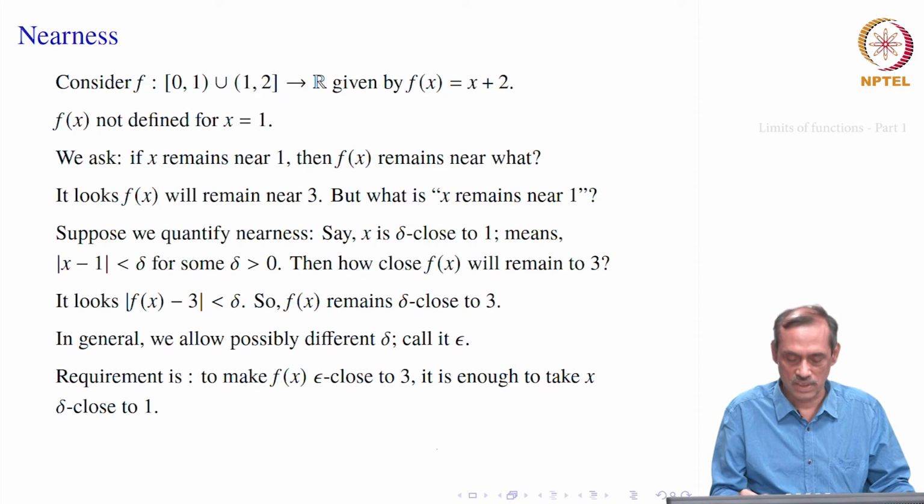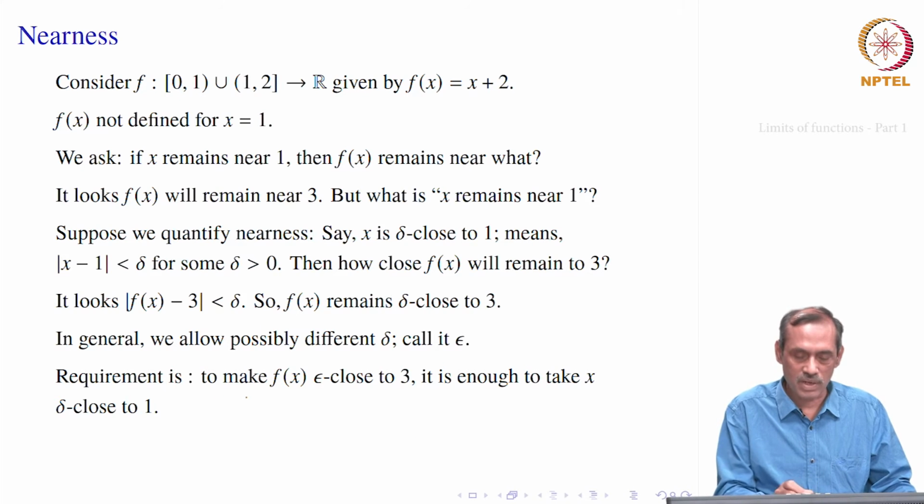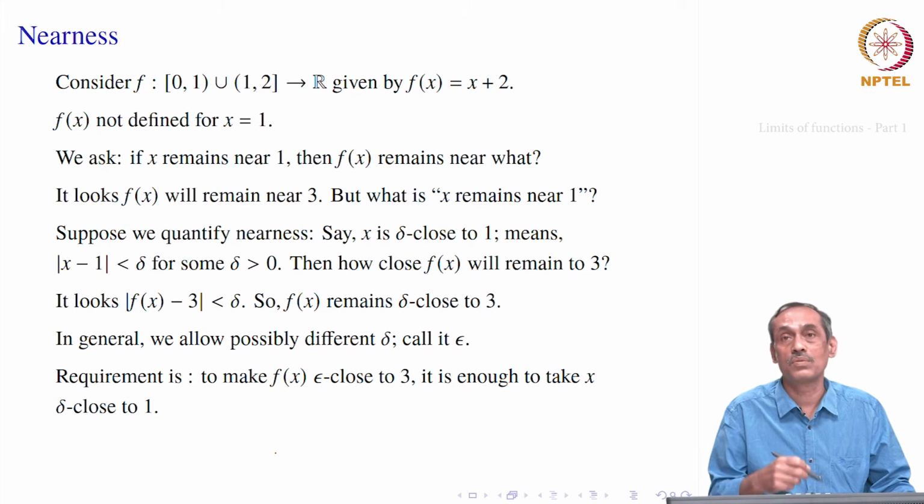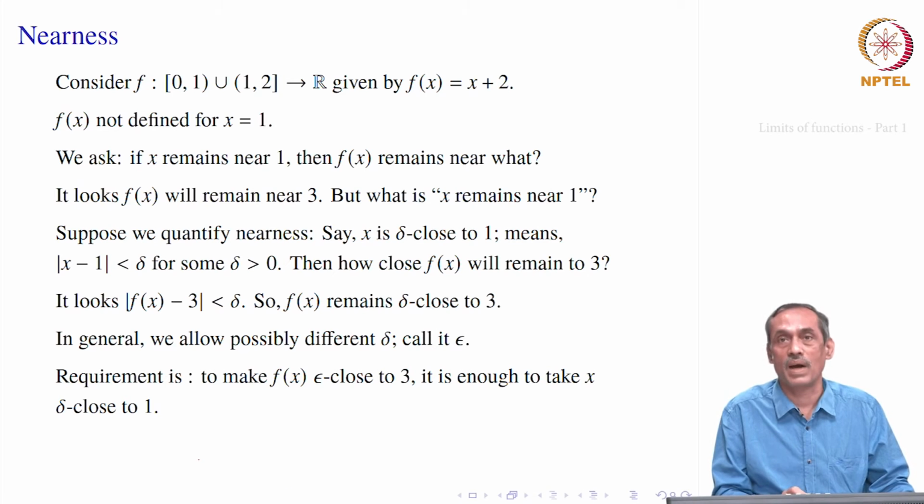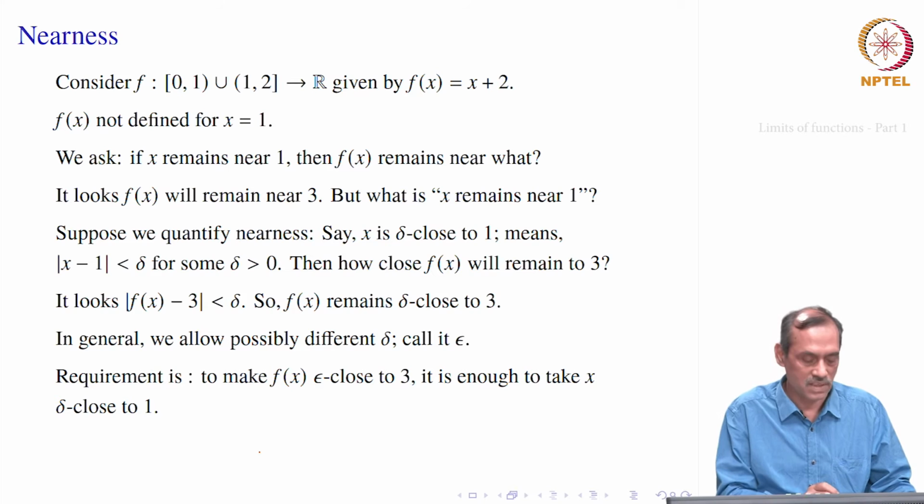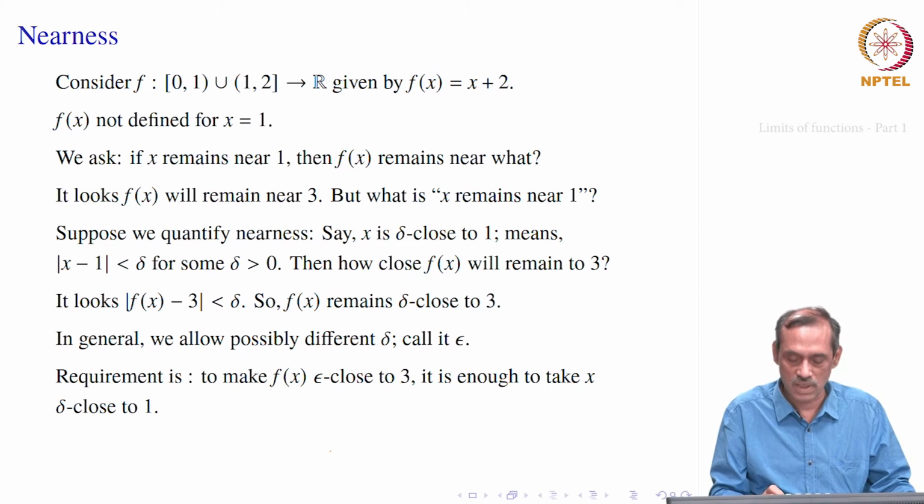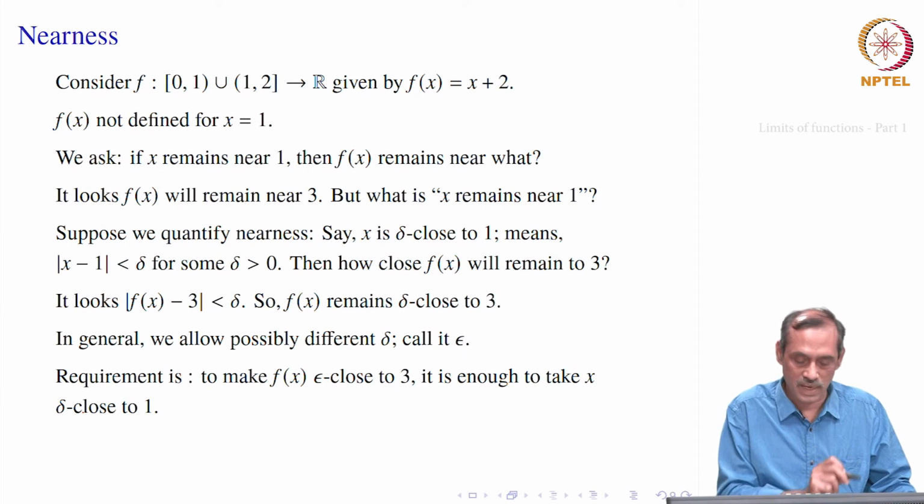So, in this case it is 3. So, in fact, our requirement is the other way around. We say that to make f x epsilon close to 3, I should take x delta close to 1. So, in this general sense of epsilon and delta, that is really our requirement. That means, we will say that f of x remains close to 3, if x remains close to 1 in this delta sense, and that also epsilon sense. How close? It is epsilon close.